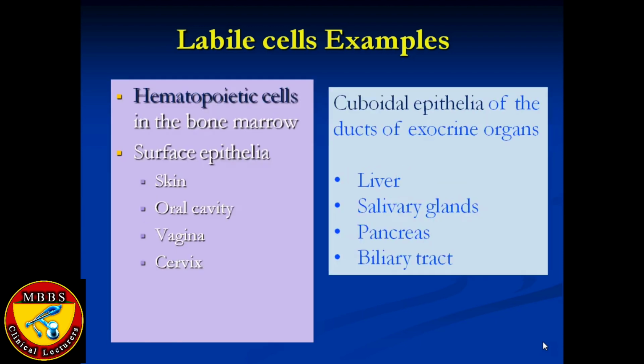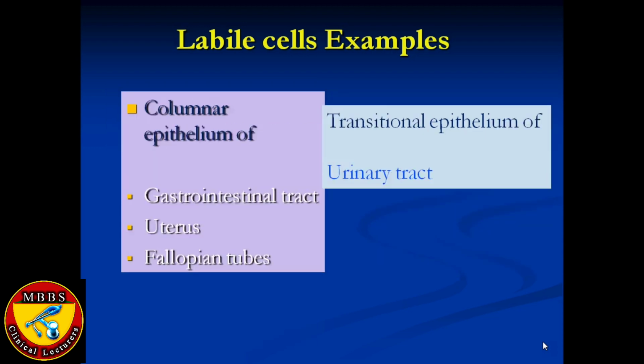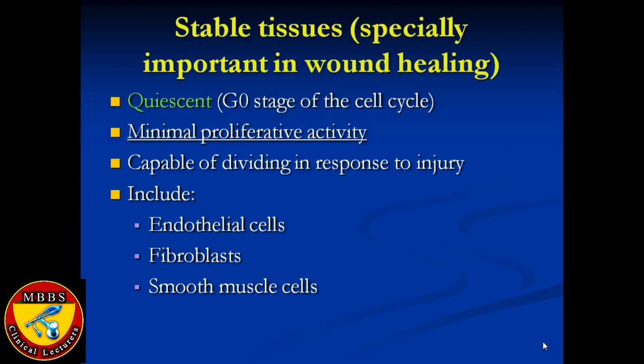So mostly what we have here, the labile cells are the hematopoietic cells and the epithelial cells of various types, that is the squamous cells, the cuboidal cells, the columnar cells, and the transitional cells.